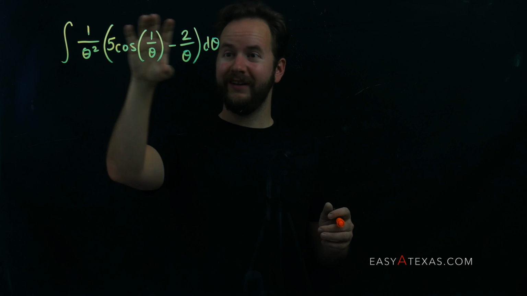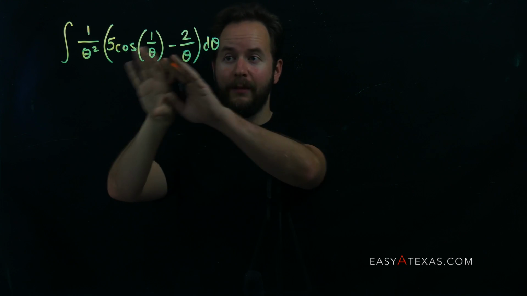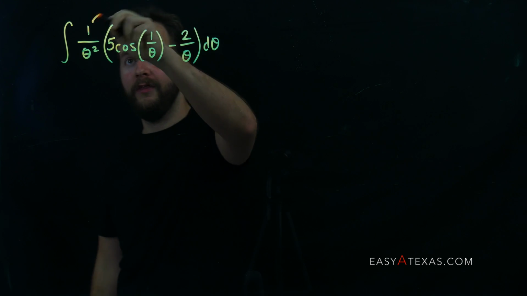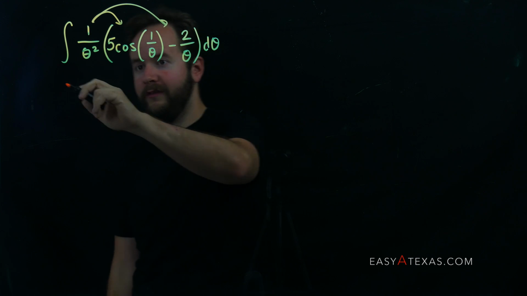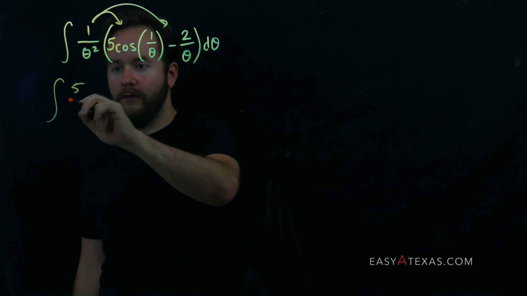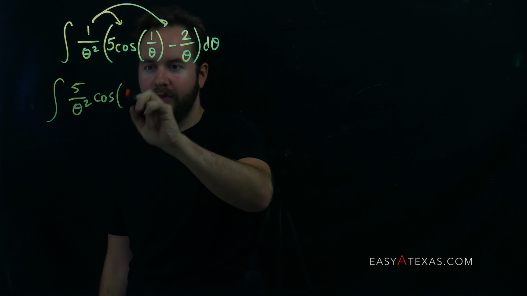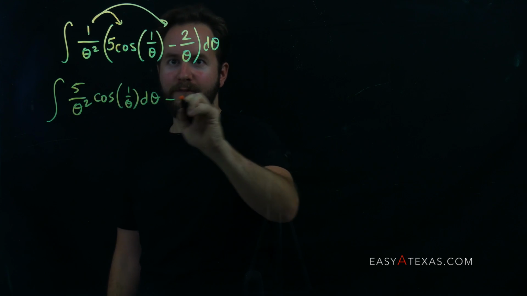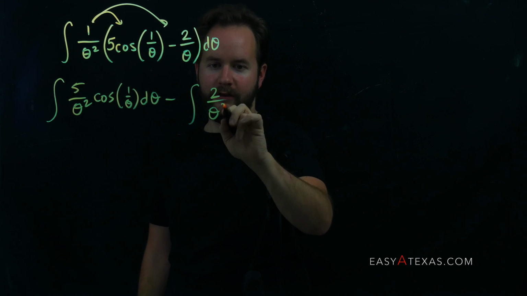But before you do that, the substitution you want to make of 1 over theta works for this part of the integral. It does not work for this part of the integral. So what we're going to do is separate these two integrals by first distributing this 1 over theta squared to both terms here. This is going to give me the integral of 5 over theta squared cosine 1 over theta d theta. And then I have minus the integral of 2 over theta cubed d theta.